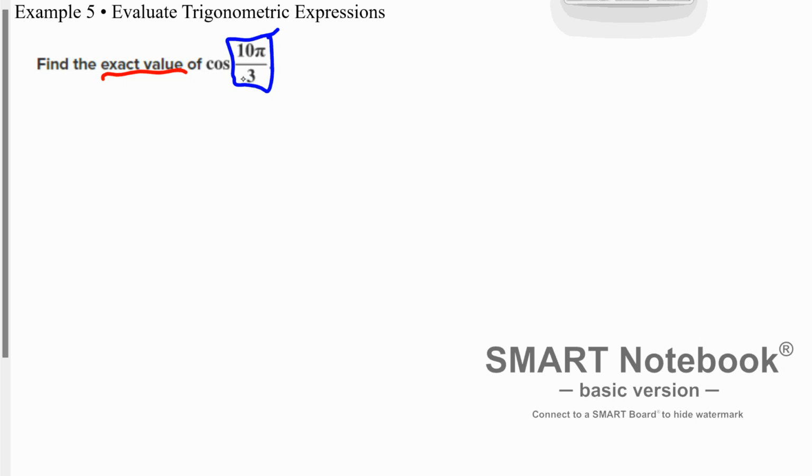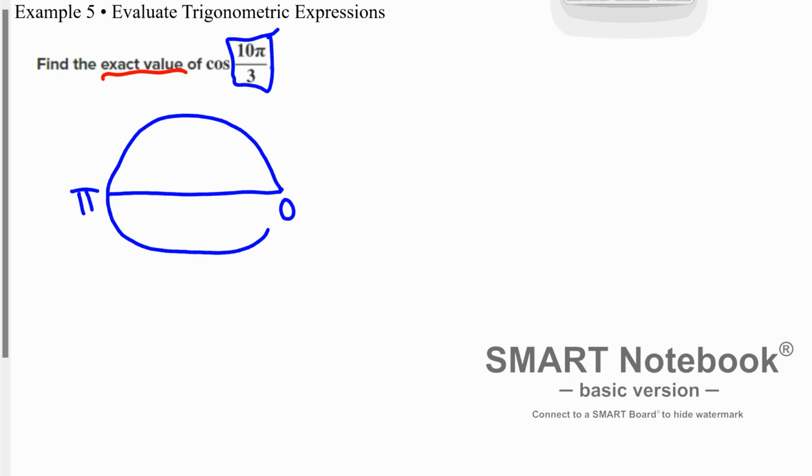And so if you want to, you can turn this into degrees, but we know that this is 0, this would be pi, all the way around would be 2 pi, right? So what am I counting this by? What am I taking pi in? I'm counting it in thirds, right? I'm counting thirds, so my reference angle would be pi thirds. So I want to find cosine of pi thirds, which is a 60-degree angle, okay?